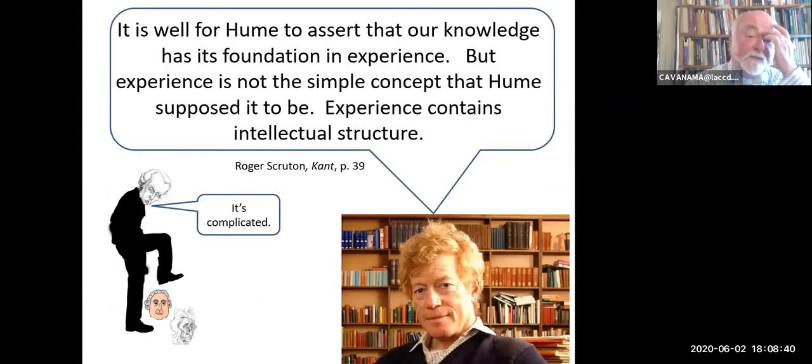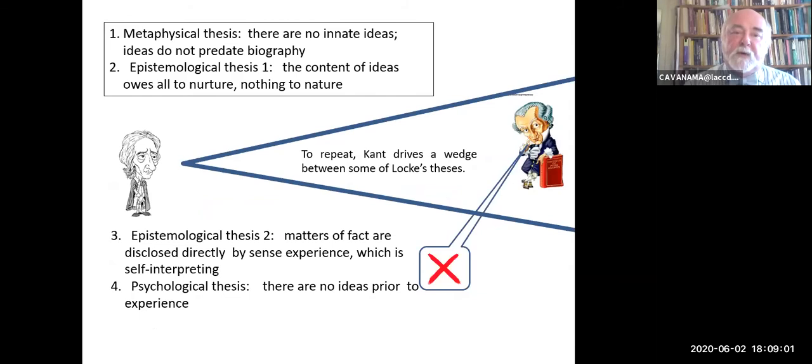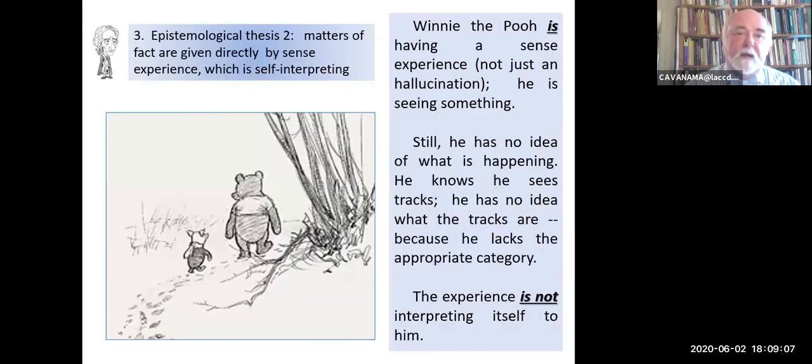Roger Scruton, interesting book on Kant. Roger Scruton's kind of a contrarian philosopher, but worth reading. "It's well for Hume to assert that our knowledge has its foundation in experience, but experience is not the simple concept that Hume supposed it to be. Experience contains intellectual structure." That's exactly what Kant is saying vis-a-vis Hume. So Kant's going to drive a wedge between some of Locke's empiricist theses, but not all of them.